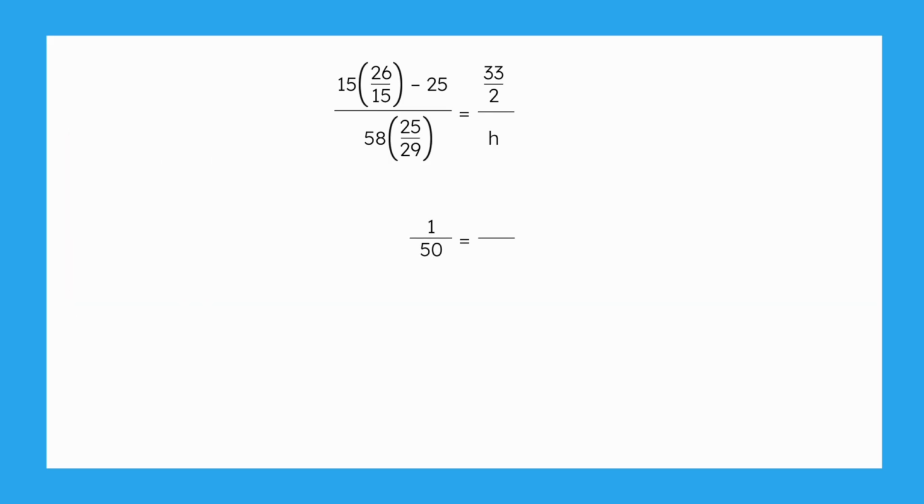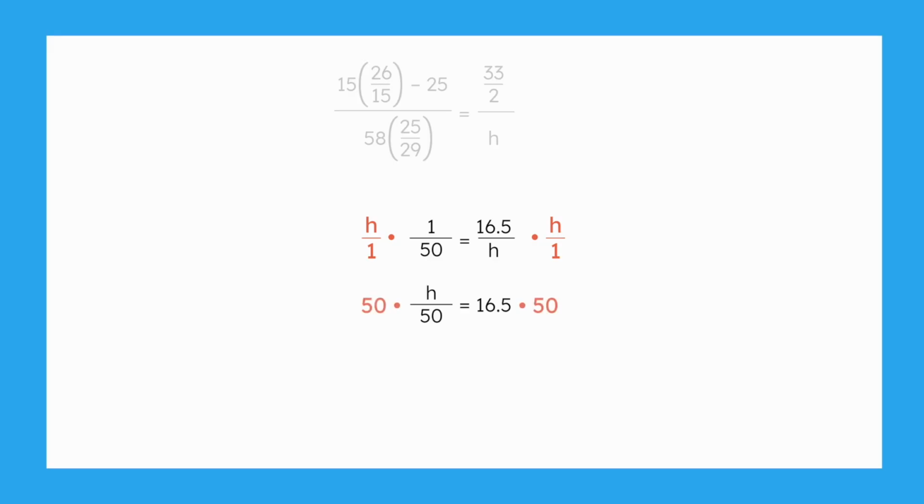On the right, there's not much to simplify, but I prefer not to have a fraction inside a fraction. It'll be easier to work with as a decimal, so I'll write 33 over 2 as 16.5. Now what should we do? Well, in order to solve for h, I need it in the numerator, so I will multiply both sides by h. And finally, I'll multiply both sides by 50, and I get h equals 825.